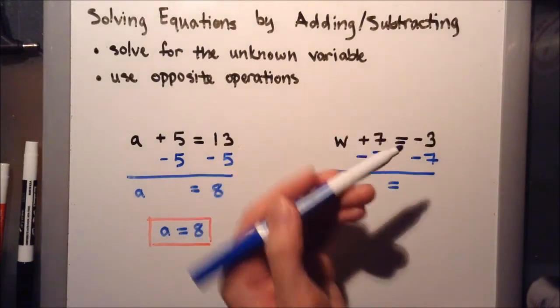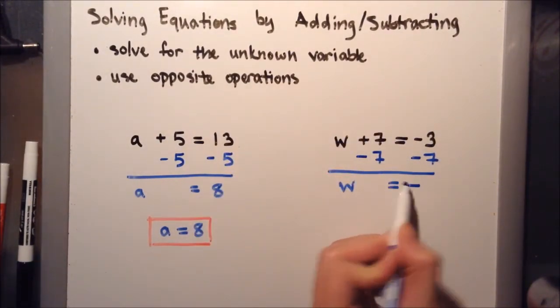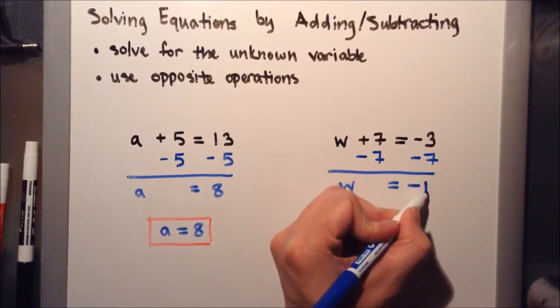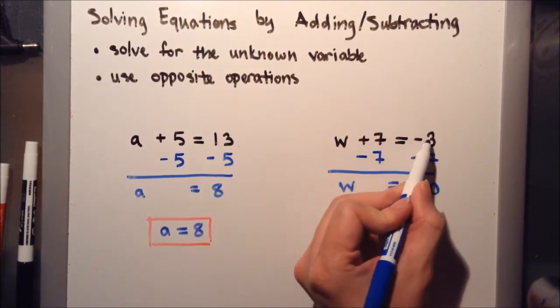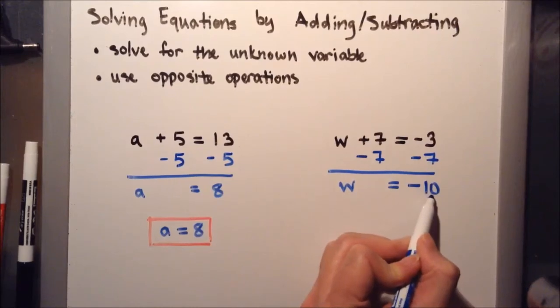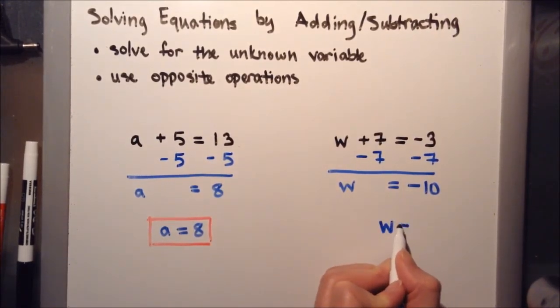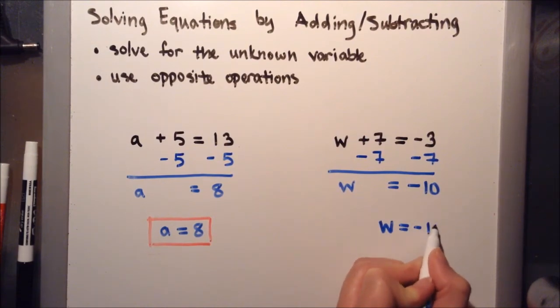Since they're both the same sign, I'll keep the same sign. And then just add the numbers, 3 and 7, which is 10. So negative 3 minus 7 is negative 10. Since w is by itself, the final answer is w equals negative 10.